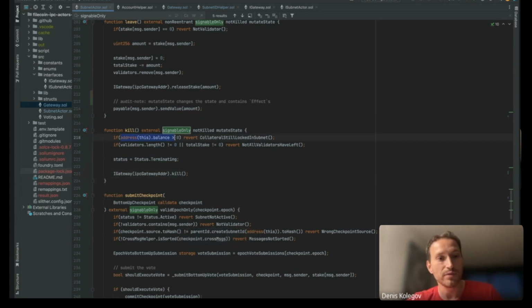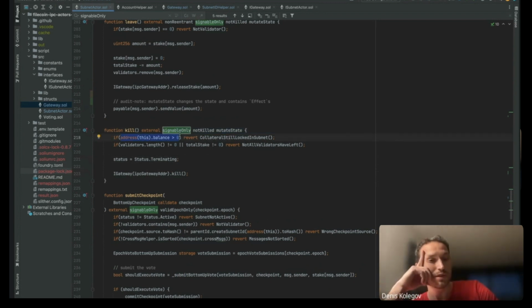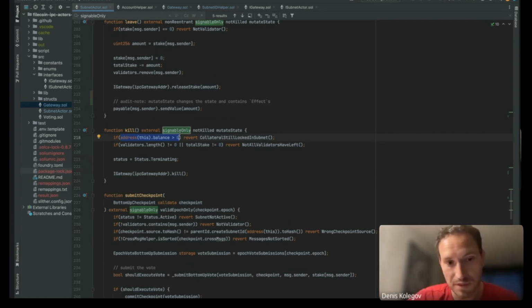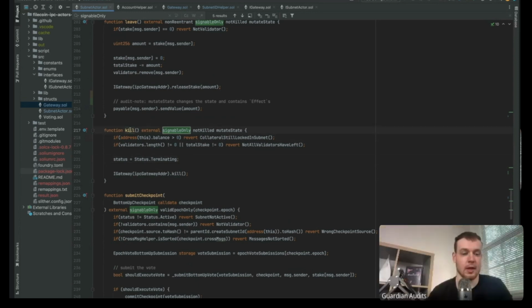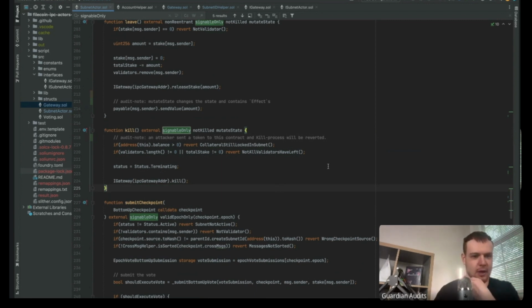That's a minor issue. An attacker can, in theory, send some money to this subnet actor, and it will not be possible to kill the subnet at all. Exactly. And then there's no way to remove it from the gateway, right? Yeah. That's a fantastic thing to note. They could even literally send one wei. It doesn't even have to be a significant amount. So that's a complete denial of service, and there's no way to just withdraw ether from this.